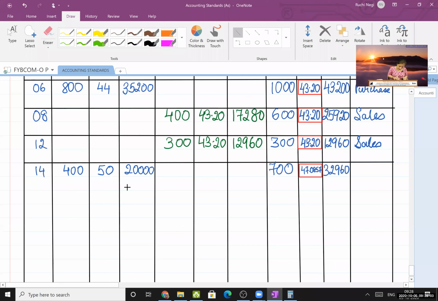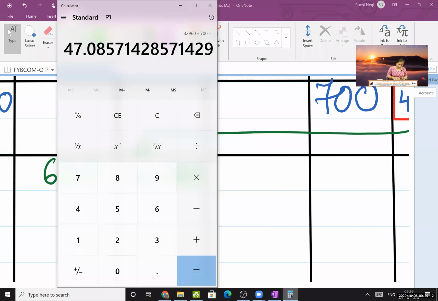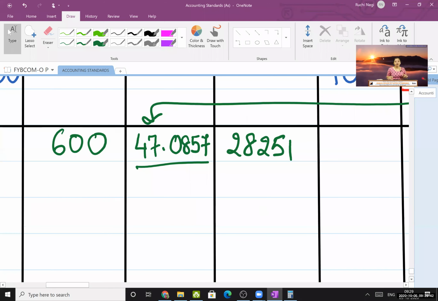Now see what I'm trying to say. Calculators are allowed in exam. Pay attention, everyone. 600 into 47.0857, I've gone up to 4 decimals. What is my answer? 28,251.42 paisa. Round off, it will become 28,251. So I'm writing here 28,251. This is the answer for students who will go up to 4 decimals for more accuracy.